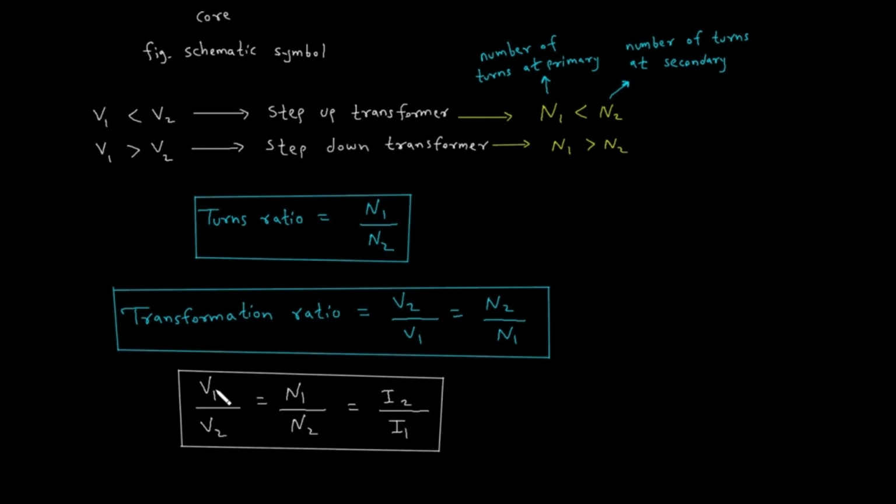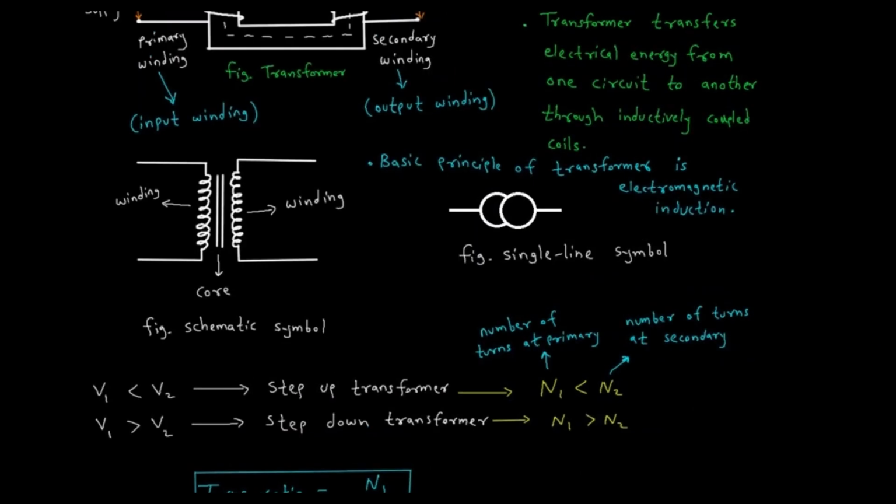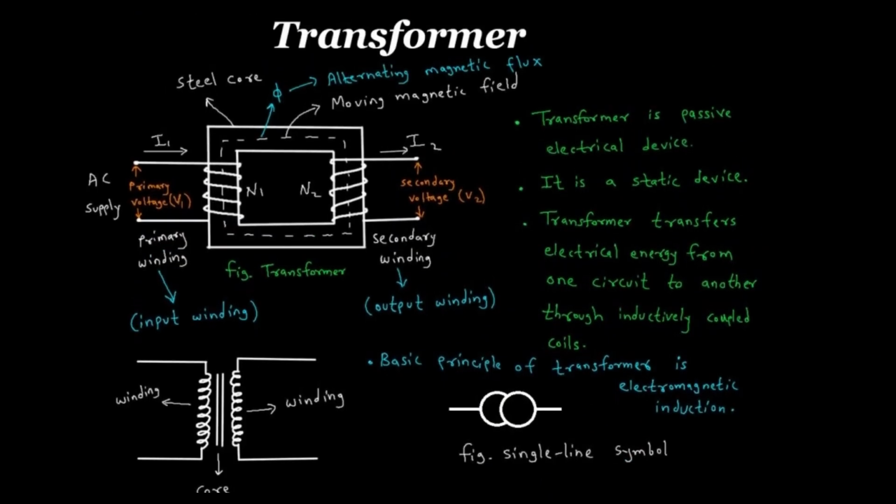So remember that this I1 and I2 is reversed. Also this N1 and N2 is like this, but this I2 and I1 is opposite. That means I2 is in the numerator and I1 is in the denominator. So remember that V1 upon V2 is equal to N1 upon N2 is equal to I2 upon I1. So this is about transformer.